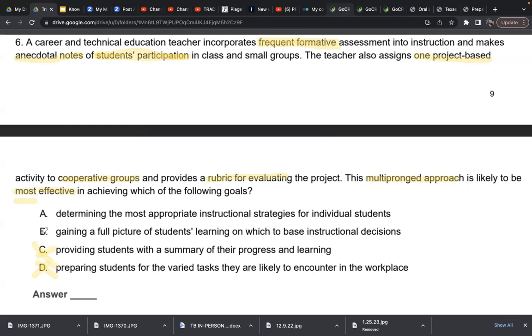We don't know yet, but I say B is the correct answer, because look, determining the most appropriate instructional strategies. Is she doing that? Is she going and saying, does this instructional strategy work for this individual student? No, I don't think so. I think that B is the best answer, because it says they're gaining a full picture of the students' learning, overall. Exactly.